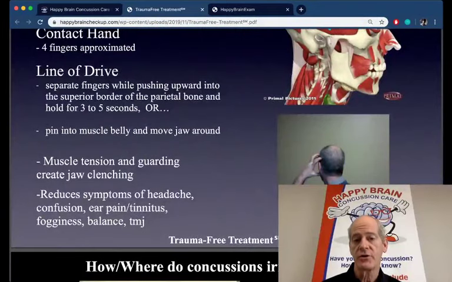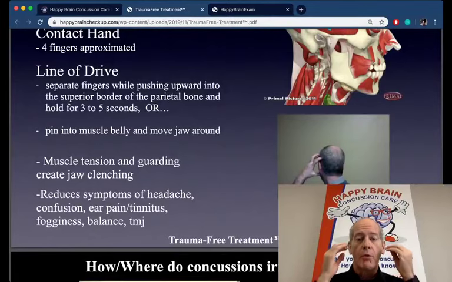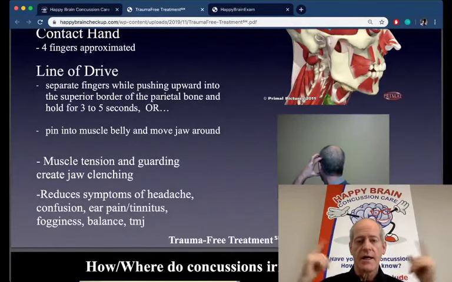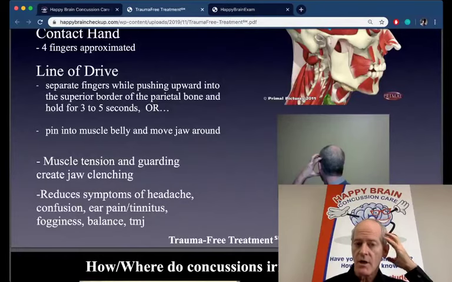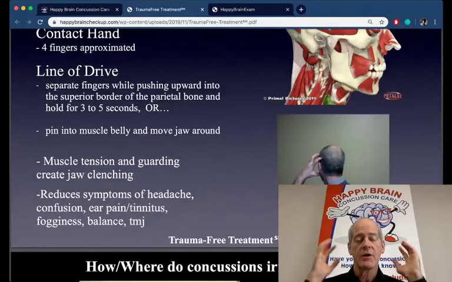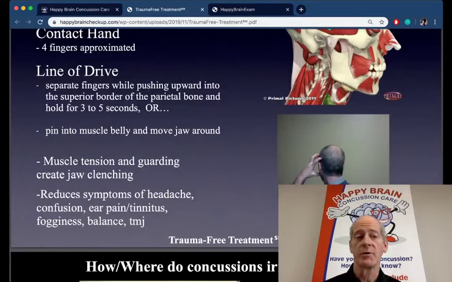We're looking to reduce the symptoms, and symptoms that get reduced by this movement are headaches, confusion, brain fog; that cloudy sensation can start to dissipate. Ear pain and ringing in the ears can be altered by these moves. Balance problems, loss of balance and dizziness can be cleared up. TMJ issues, jaw pain, jaw clicking, jaw issues can be cleared up by this exercise. I'm not saying that it works 100% of the time, but it works better than anything else I've found.